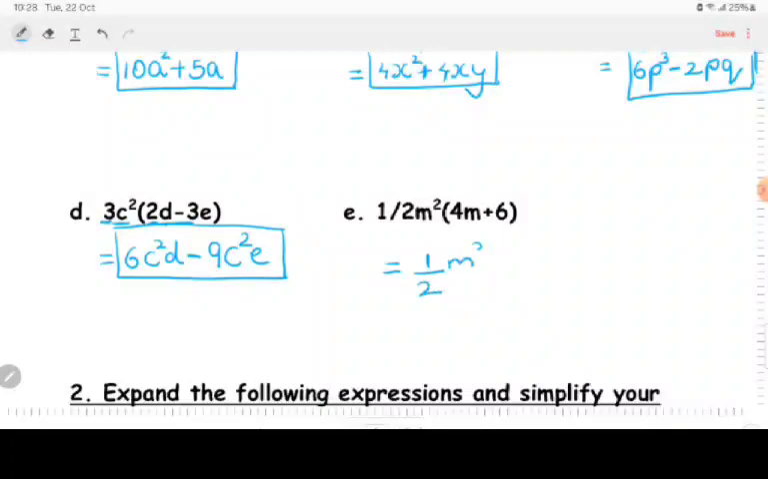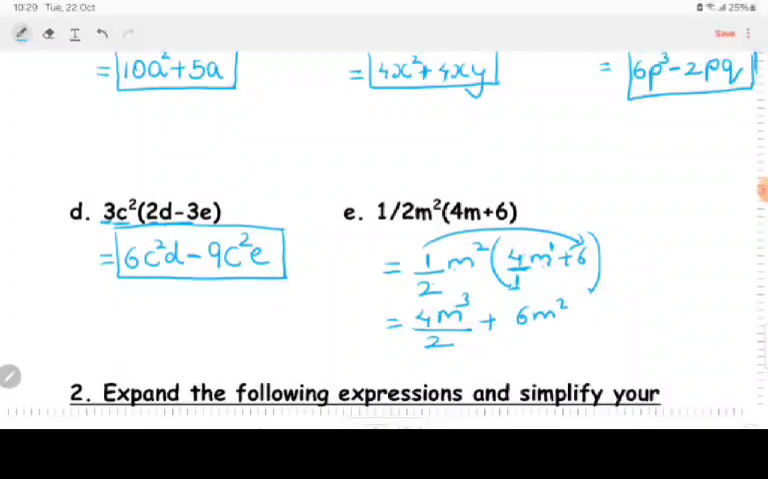Half m square into 4m plus 6. So this one is multiplied by 4, which is 4. M square into m makes it m raised to 3. Rule of indices, 2 plus 1, 3 upon 2. If there is no denominator, it stands for 1. So 1 multiplied by 4 and this 2 gets multiplied by this 1. Plus sign in the middle. This 1 gets multiplied by 6. So 6 followed by m square. This 2 multiplies by 1.